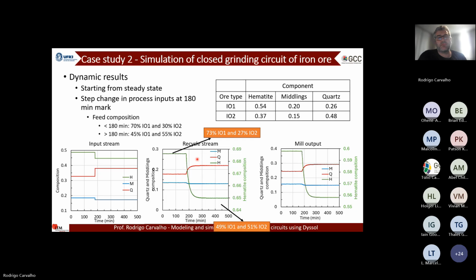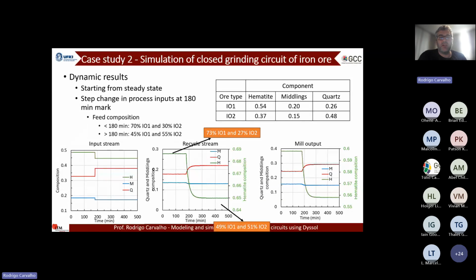So the composition of the iron ores in the recycle stream jumps from 73% of iron ore 1, and after the step change to 49% of iron ore 1.